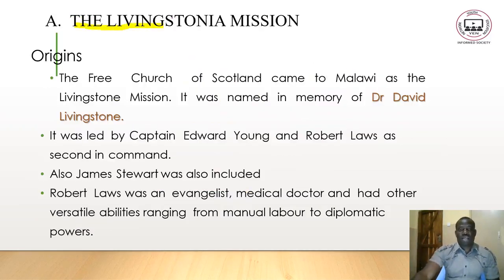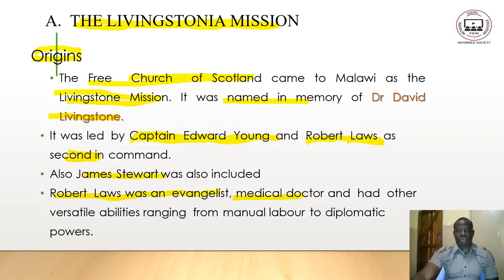So let's look at the origins of the Livingstonia mission. The Free Church of Scotland came to Malawi as the Livingstonia mission, named in memory of David Livingstone. It was led by Captain Edward Young, seconded by Robert Rose, and James Stewart was also included as a leader. Robert Rose was an evangelist and a medical doctor, and he also had a number of abilities ranging from manual labor to diplomatic power. He was so skillful, a multi-talented gentleman.